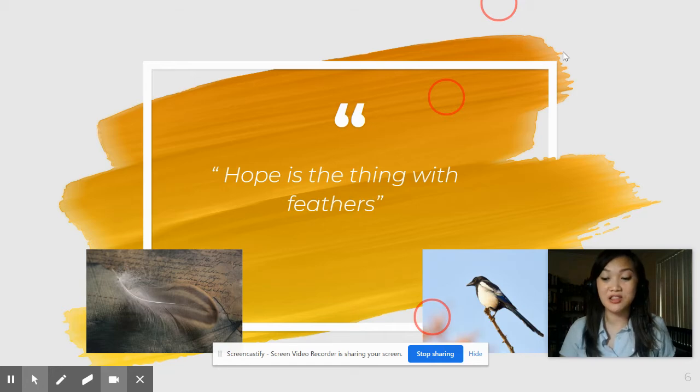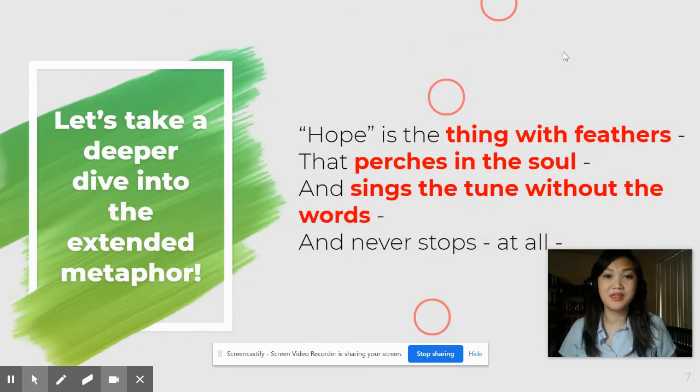So let's take a look at the first stanza. Hope is a thing with feathers that perches in the soul and sings the tune without the words and never stops at all. What is Emily saying about hope? And why is it being compared to a bird? Well, look at the phrases that I've highlighted.